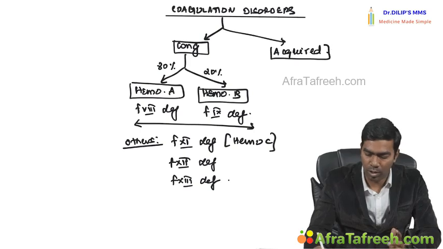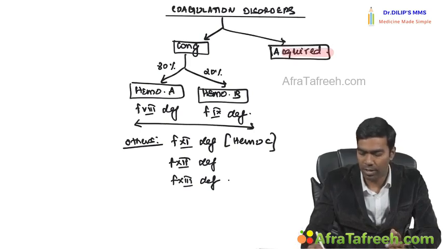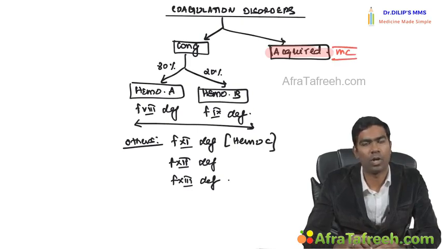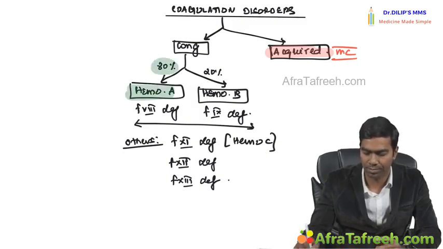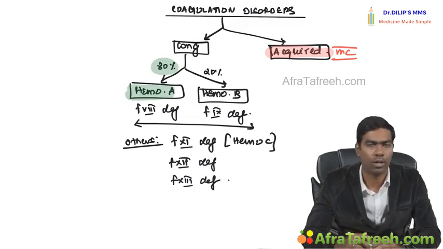Okay, we'll move on to the acquired. As you can all predict, acquired is going to be the most common among all the coagulation disorders. Congenital is very, very rare. Among the congenital, if they ask you, definitely it is hemophilia A. It's the most common congenital coagulation factor defect.